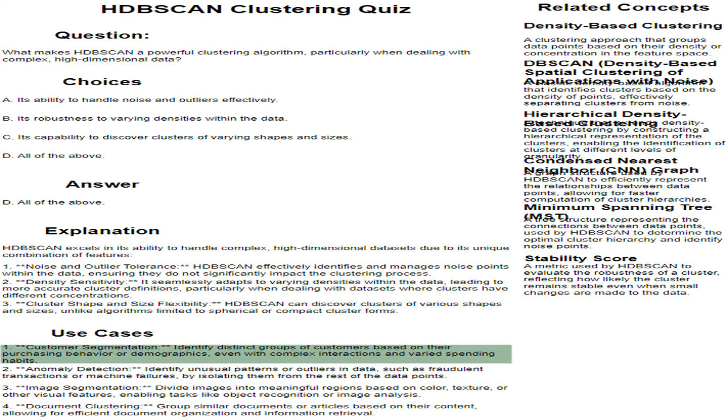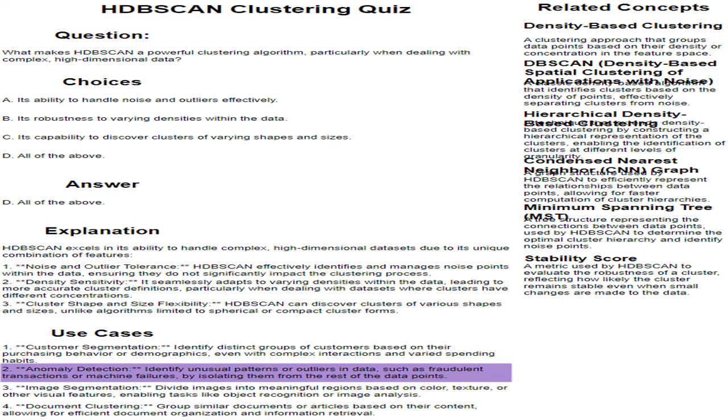product recommendations. Anomaly detection identifies unusual patterns or outliers in data, such as fraudulent transactions or machine failures. By isolating them from the rest of the data points, a bank can utilize HDBSCAN to detect fraudulent transactions. By analyzing transaction data, the algorithm can identify outliers that deviate significantly from typical transaction patterns. This could involve analyzing factors like transaction amount, location, time of day, and transaction history. Outliers identified by HDBSCAN could then be flagged for further investigation by fraud analysts.